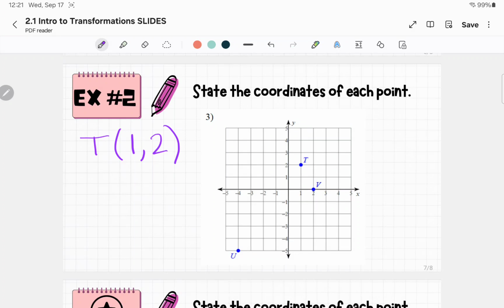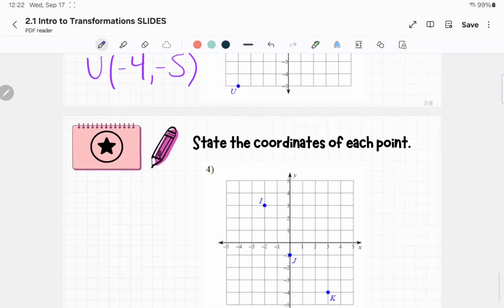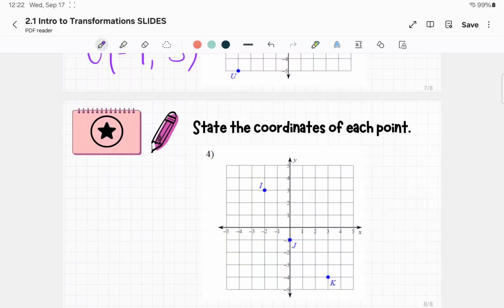All right, let's do V next. Go out of alphabetical order. Let's do V. So on the x-axis, it's at 2 on the x-axis. So let's put a 2. And then it's not going up or down. It's actually still at 0 here on the y-axis. So this would be 2, 0. And then our last one, U. Again, look on the x-axis first. That would be -4. And then on the y-axis, it's at -5. So you're going to see where it lines up with, and you're going to write the number.